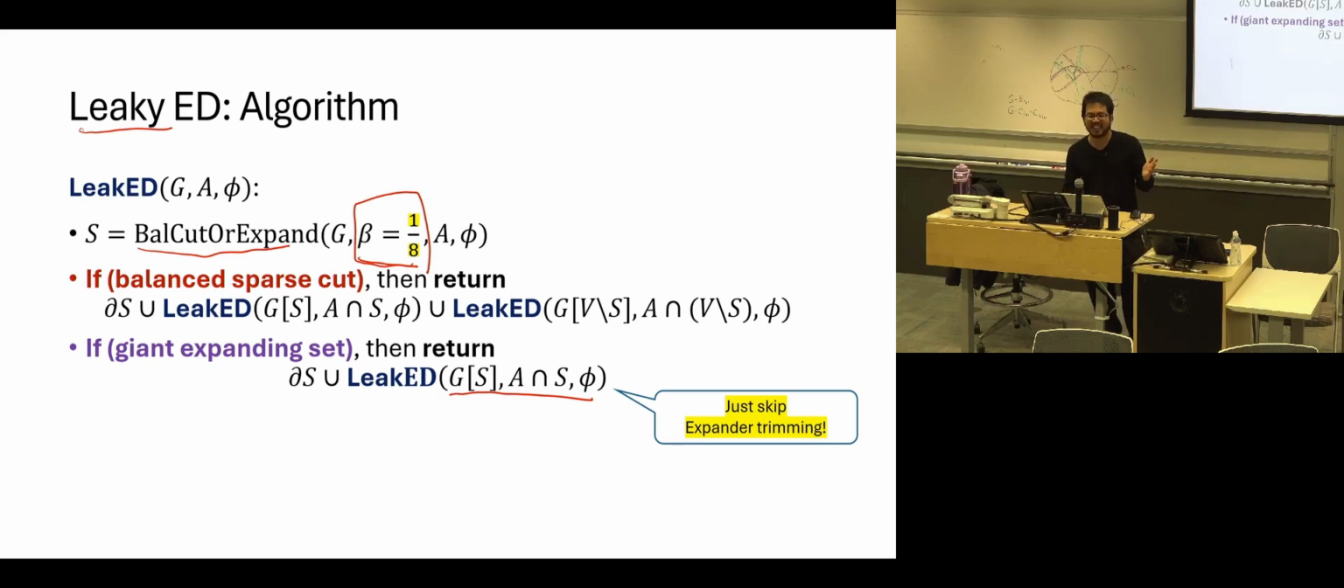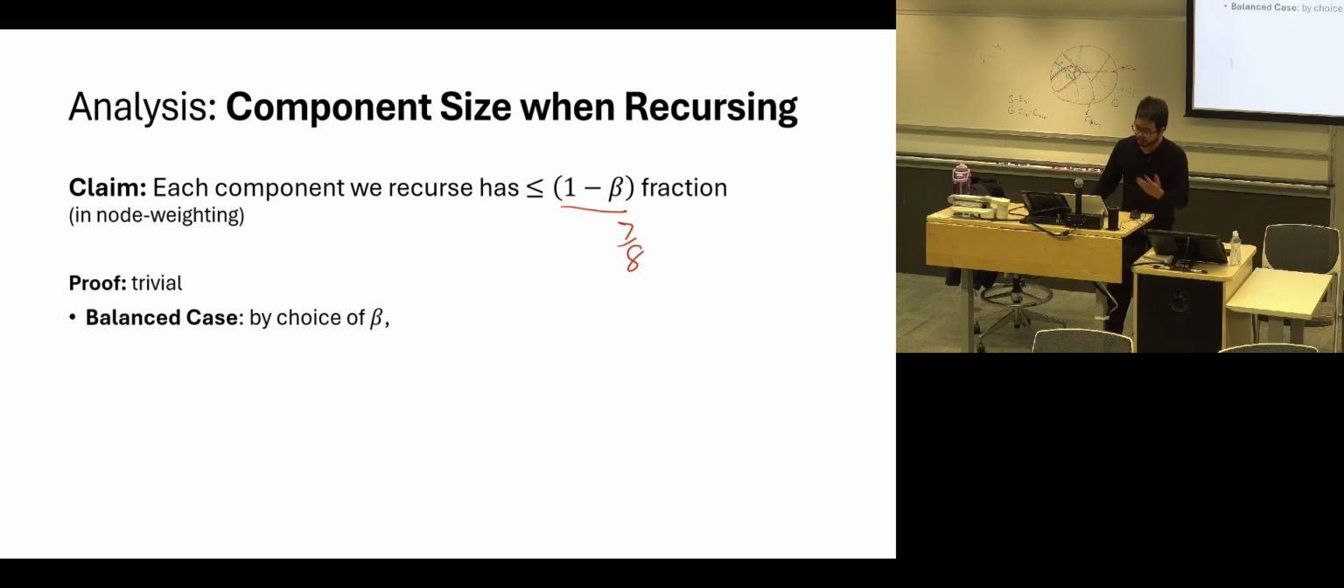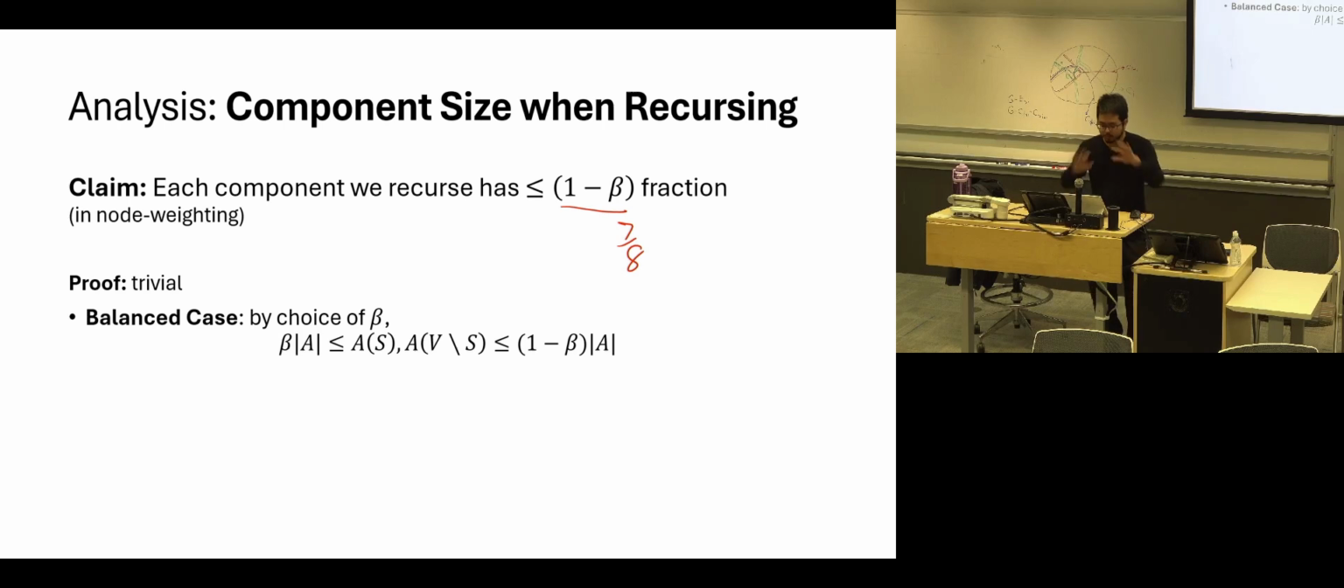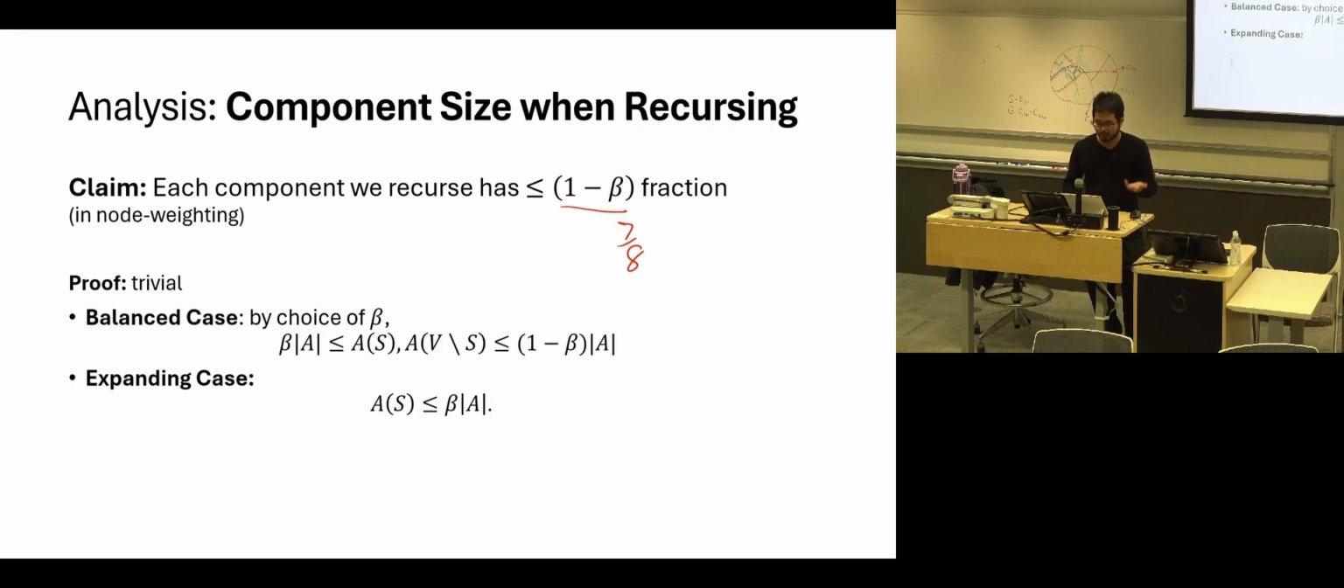Everything is simpler. Each component, when we recurse, has size at most 1 minus beta. Here it is just a 7/8 fraction. And this is kind of trivial because in the balanced case, both sides are not too big. In the expanding case, we only recurse on the smaller side. So that's kind of trivial.